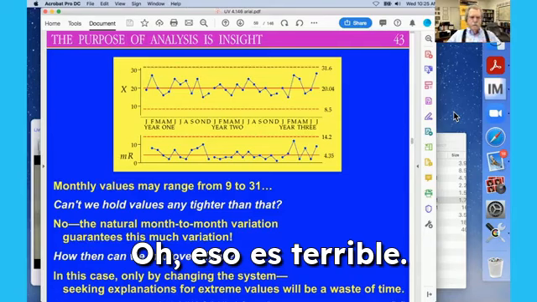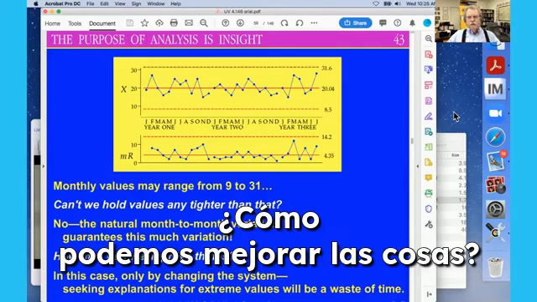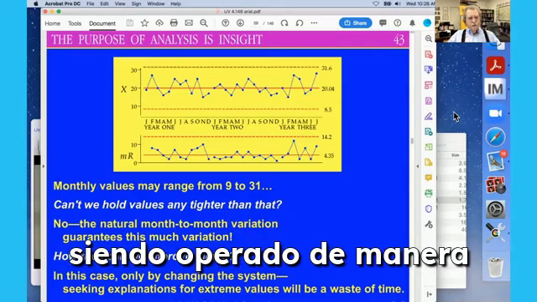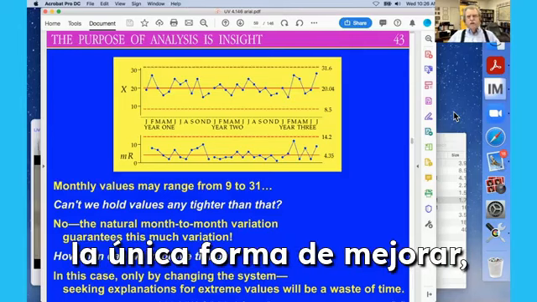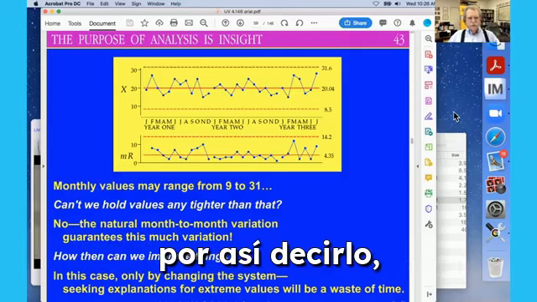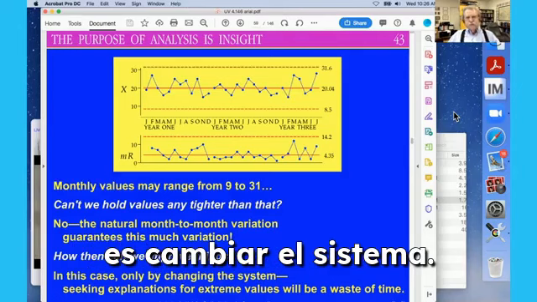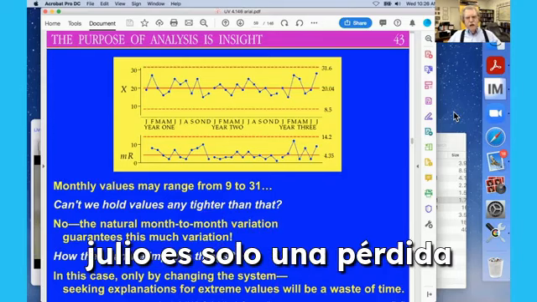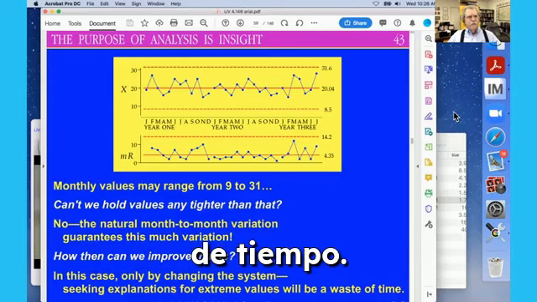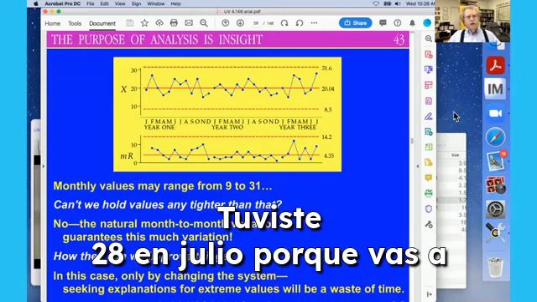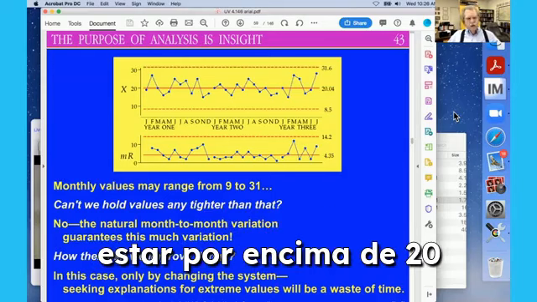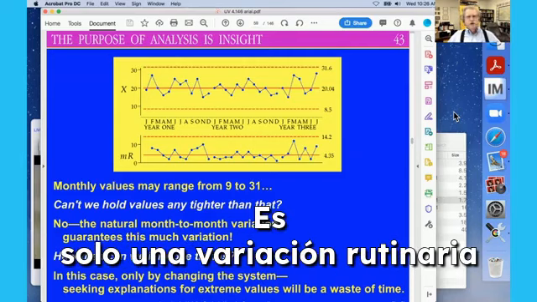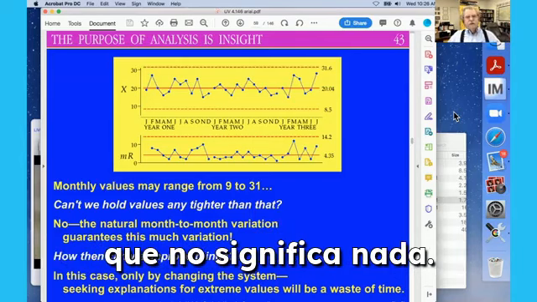Oh, that's terrible. How can we improve things? Well, if we got a process that's being operated predictably, the only way to improve things, so to speak, is to change the system. Asking why you had 28 in July is just a waste of time. You had 28 in July because you're going to be above 20 half the time. It's just routine variation, signifying nothing.